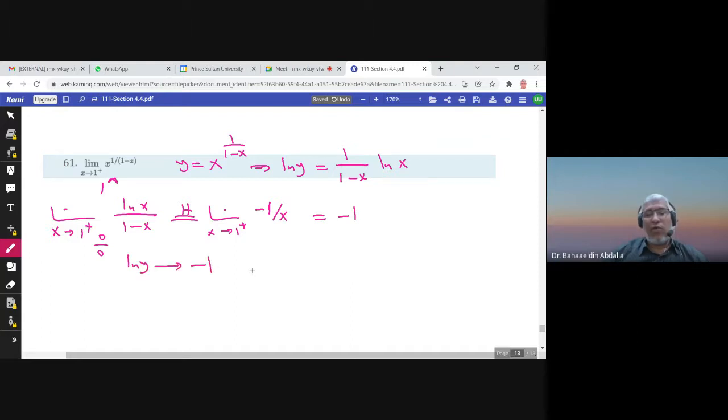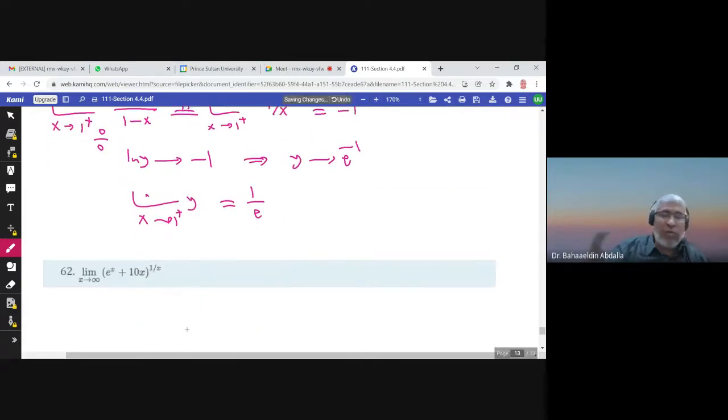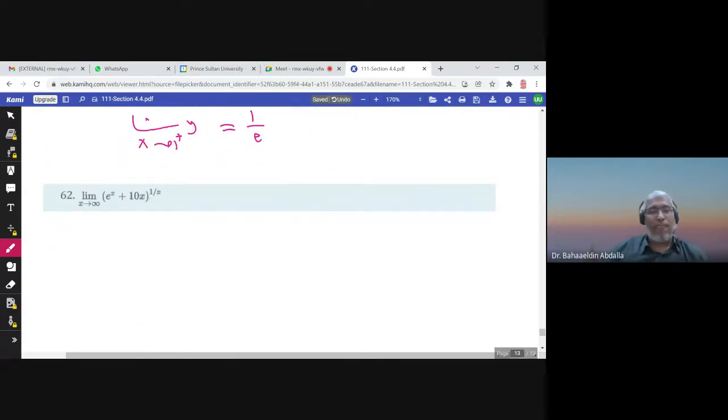ln y goes to negative 1, then y goes to e to the power negative 1, and limit y when x approaches 1 from the right is 1 over e or e to the power negative 1. e to the power infinity is infinity plus infinity, so infinity, 1 over infinity is 0. This is the form infinity to the power 0, indeterminate form.